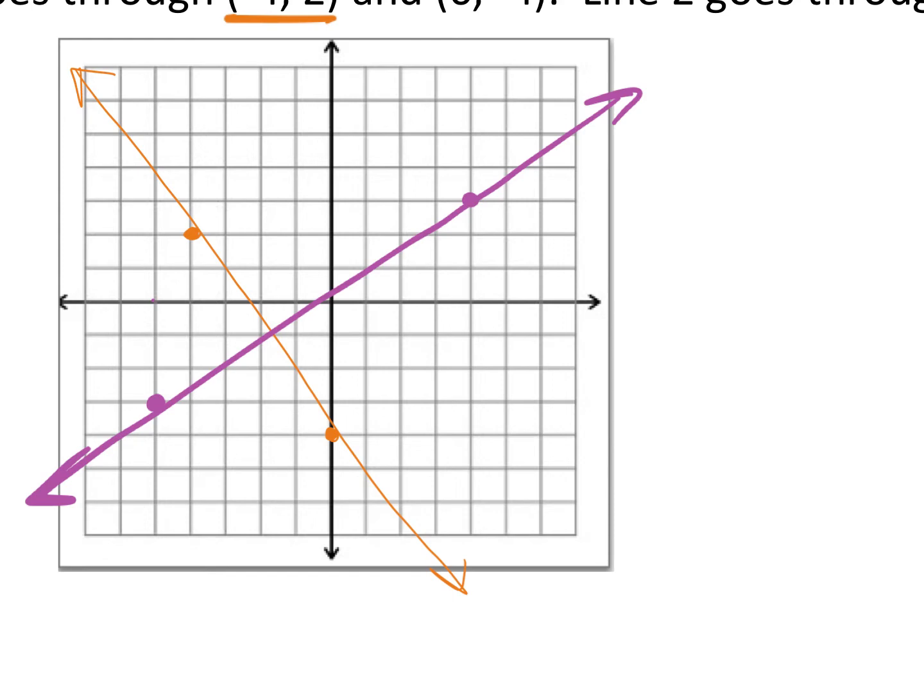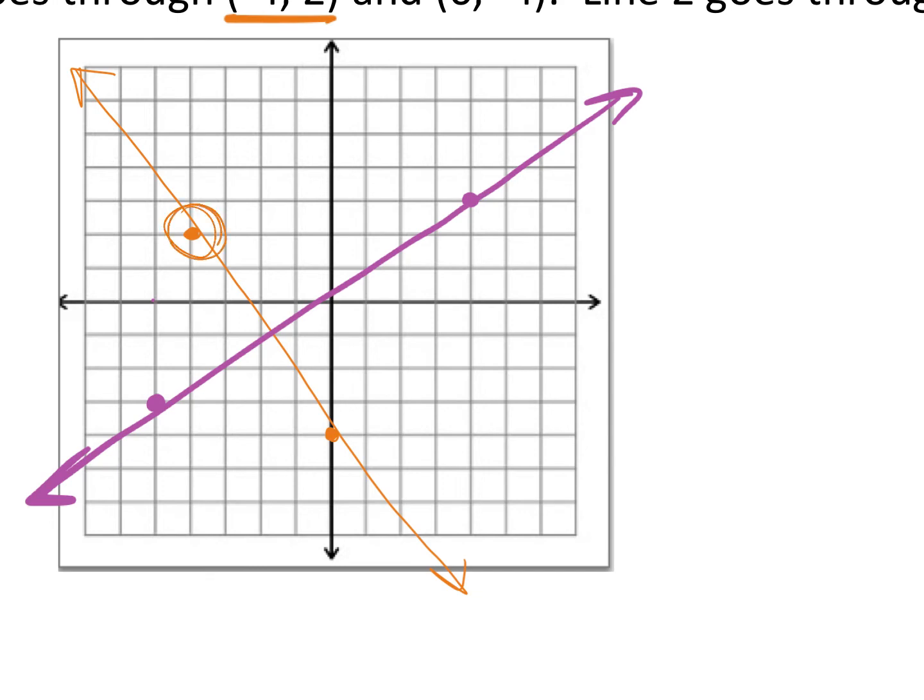Now, in order for lines to be perpendicular, what do we need to know about these two lines? They cross, but what do we have to know? What part of them do we need to know? We need to know their slopes, right? If their slopes are opposite reciprocals, then these are perpendicular. So the question is, are these two lines perpendicular? How do we figure that out? We count the slope.